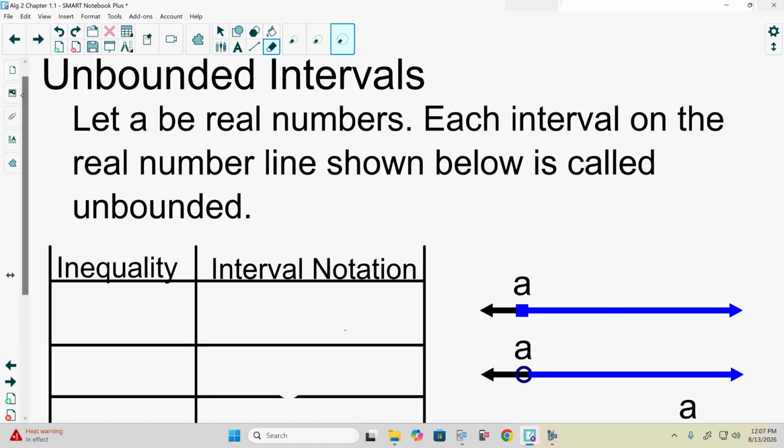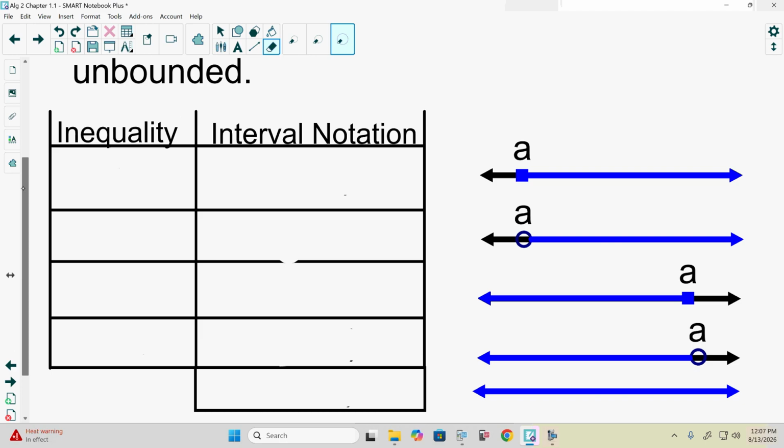Now the other type we have is unbounded intervals. Let A be any real number. Each interval on the real number line shown below is called unbounded. So we have one endpoint and it continues indefinitely in one direction or the other. As we see with the first one, we're saying that X is greater than or equal to A. All the numbers bigger than or equal to A.